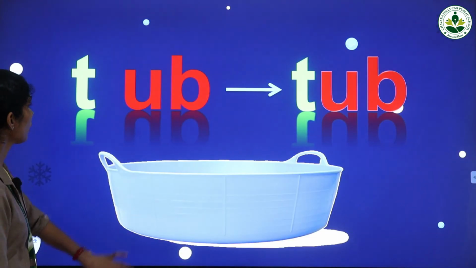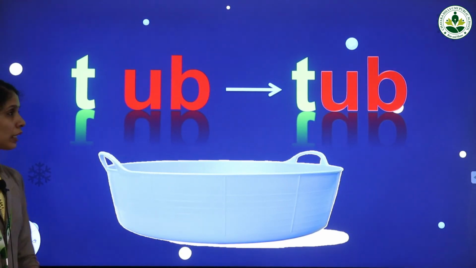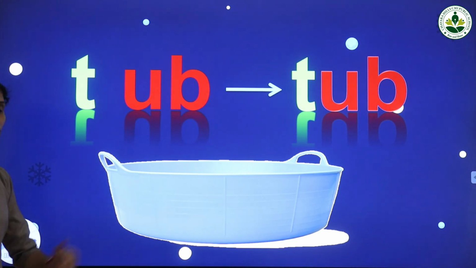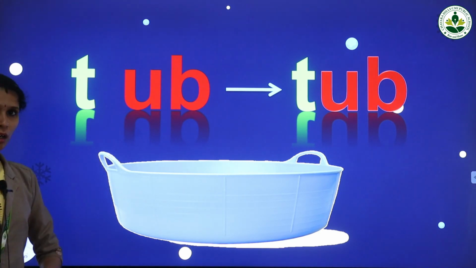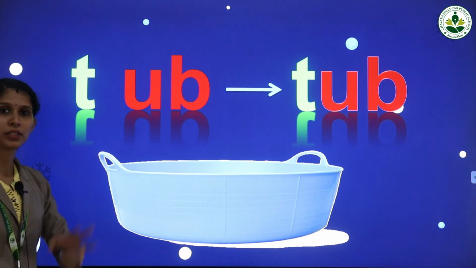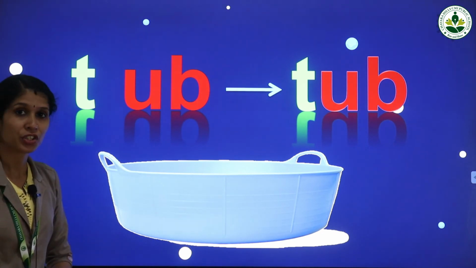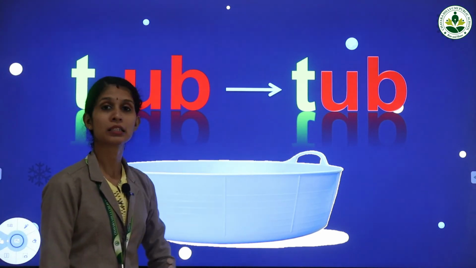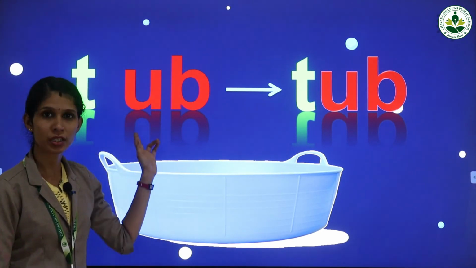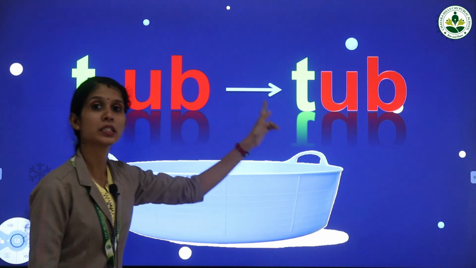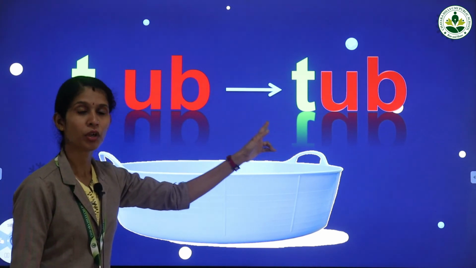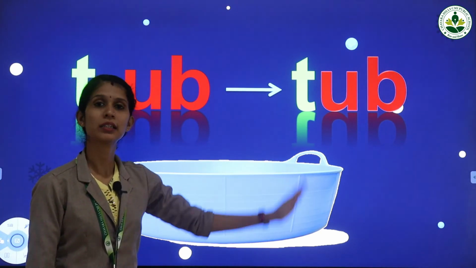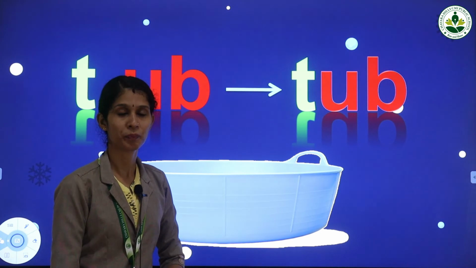So moving to our next word. Here we add letter T with ub. Can you say the phonic sound of letter T? Yes, it's t. T, ub. And we can read this word as tub. T, ub, tub. Once more, we add letter T with ub. Together we can read this word as tub.